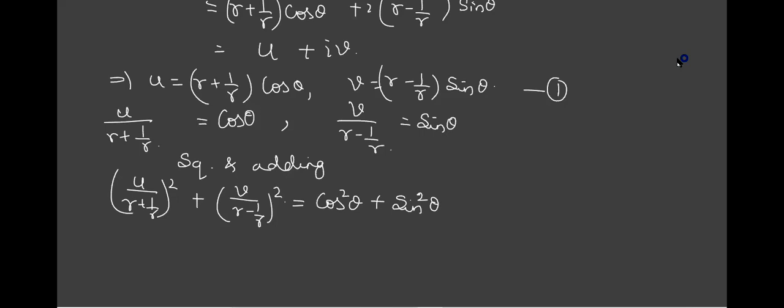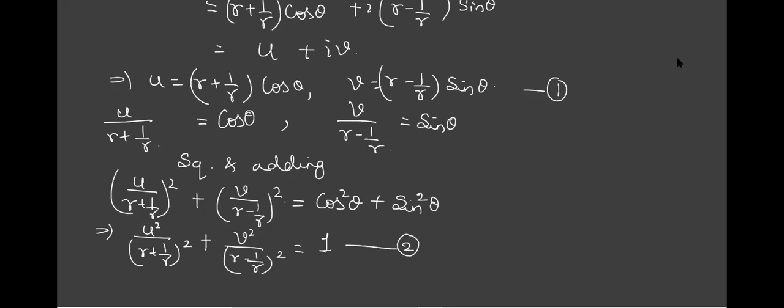This can be written in a simple format, with the power applying to both: u square upon r plus 1 by r the whole square, plus v square upon r minus 1 by r the whole square, is equal to, tell me, what is cos square plus sin square? It is 1. This is equation 2. See how we used to do it? In the previous two cases, we wanted x in terms of u and v. So here ultimately we get r in terms of u and v, not containing theta.